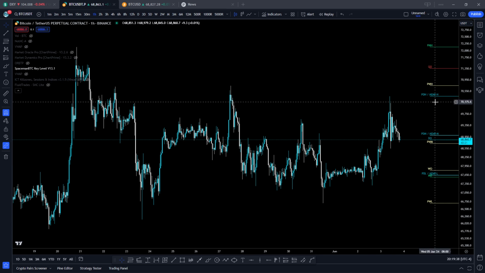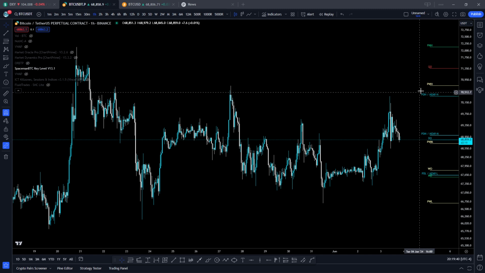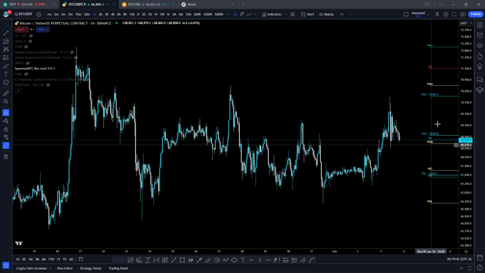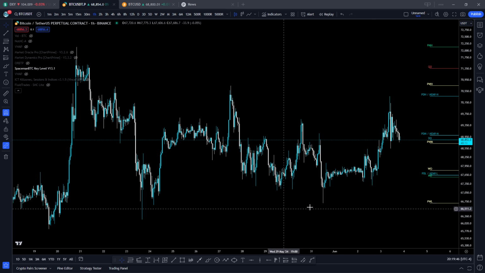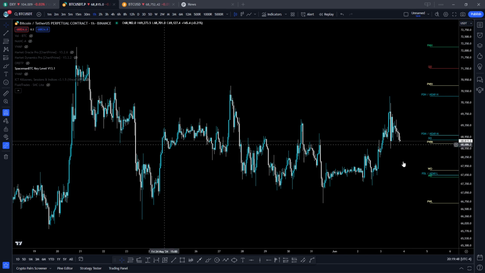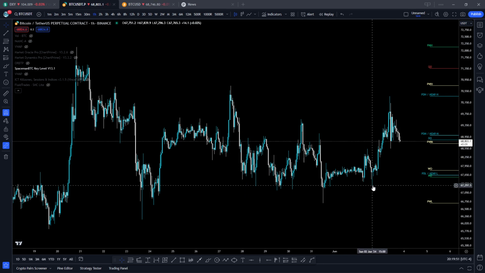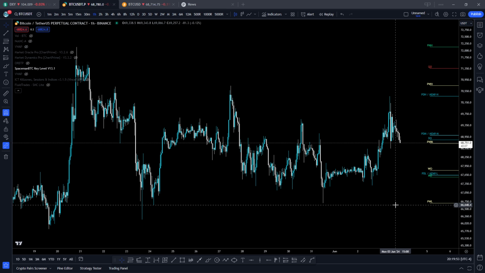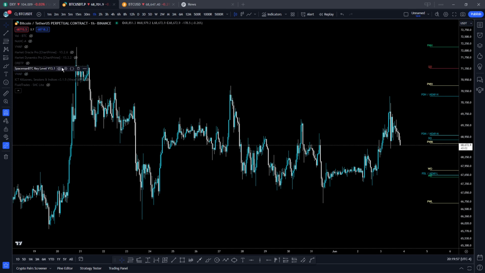So Spaceman, there it is right there. You have your previous daily highs, your previous daily midpoint, previous daily low, previous week low. All of these levels are key levels that, if taken out, can result in some type of other price action. So let's go ahead and move on to the next one.